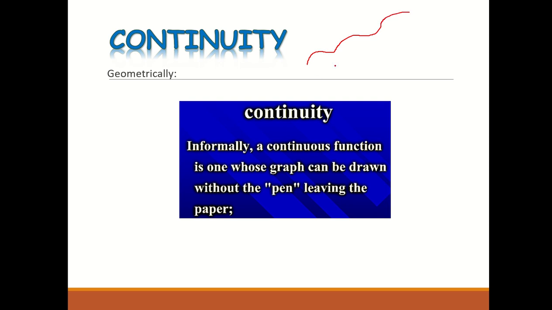But if you draw something like this, and then somewhere you lose it, or there's a cut, and then you continue something like this, this is a discontinuous function. At this point, the function is discontinuous. Alright, so this is the geometrical explanation of continuity.